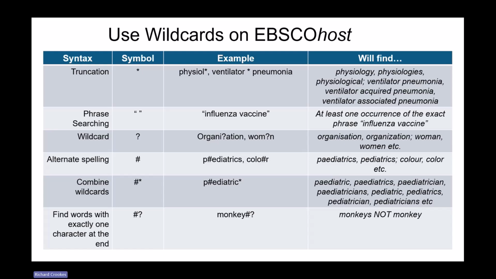Okay, so again, that option is there, and you can combine that with the asterisk. So if you're looking for pediatrics, pediatrician, and pediatricians for both UK and US English, then you could add the hash wildcard as already shown with the truncation symbol. Okay, and finally, you can find words with exactly one character at the end with the hash wildcard combined with the question mark. So if you're looking for monkeys, not monkey, it would find that. Okay, and you may find other imaginative ways to use that particular functionality.